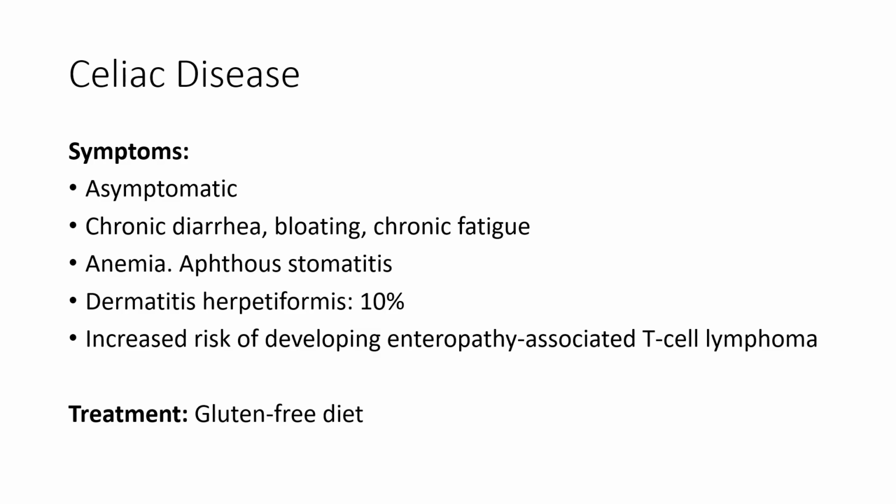Dermatitis herpetiformis is a characteristic itchy, blistering skin lesion that can be present in as many as 10% of patients with celiac disease. Patients with celiac disease are at an increased risk of developing a certain type of T-cell lymphoma called enteropathy-associated T-cell lymphoma. Treatment of celiac disease is very simple. It's just a gluten-free diet. Adherence to a gluten-free diet results in resolution of symptoms.